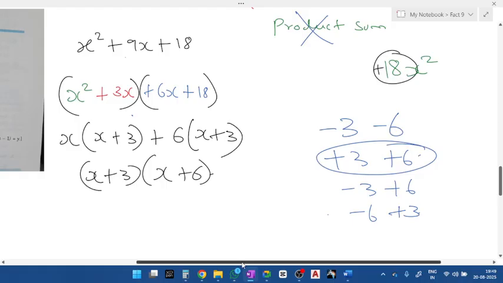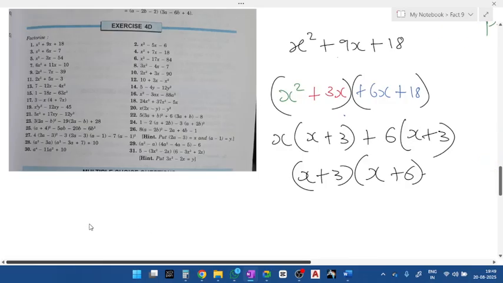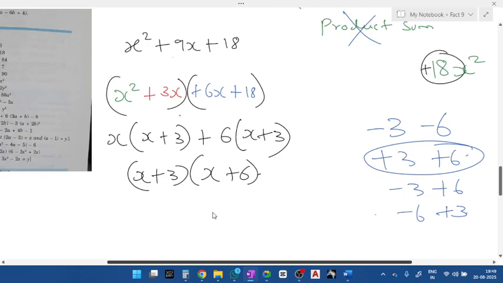Okay, so complete it, and I want you all to try the second question. Will all of you try the second one? First complete this and try the second one.